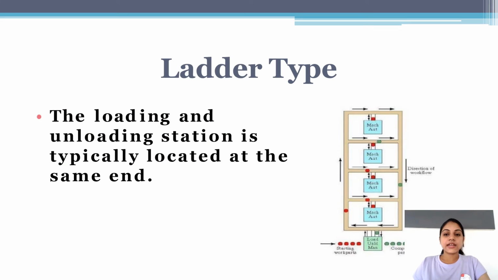So next is the ladder type. It looks like a ladder that you can see on the figure, and the loading and unloading station is typically located at the same end. So the loading station starts from one end, and after the manufacturing, the unloading station is also at the same end. That's why it is known as a ladder type.